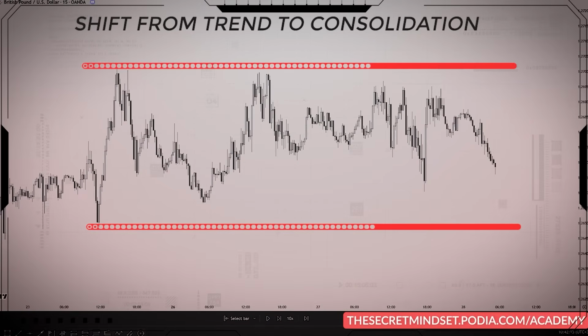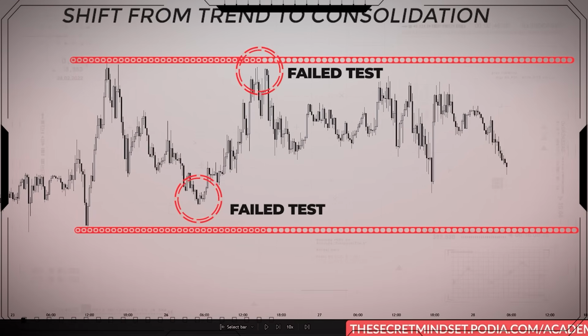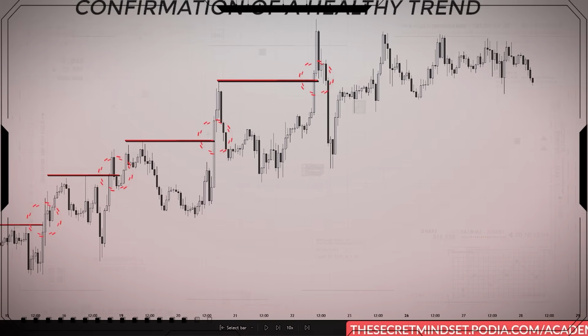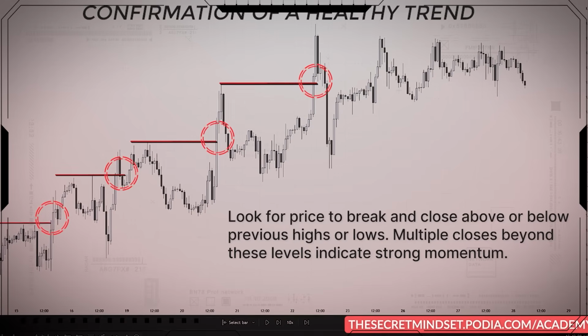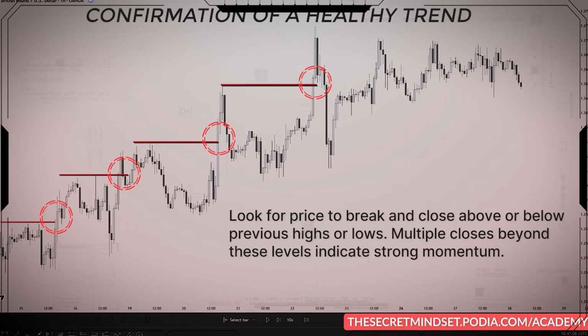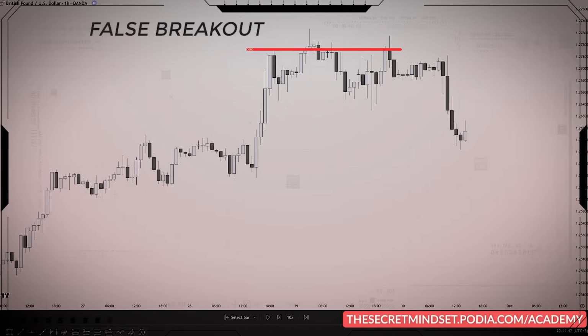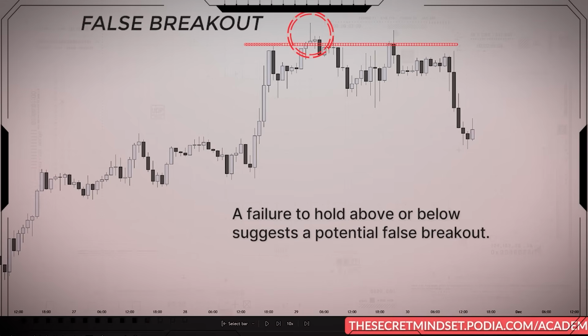To identify the shift from trend to consolidation, watch for failed tests of recent highs and lows. To confirm a healthy trend, look for price to break and close above or below previous highs or lows. Multiple closes beyond these levels indicate strong momentum. A failure to hold above or below suggests a potential false breakout.